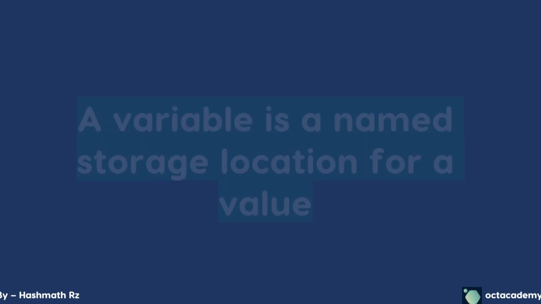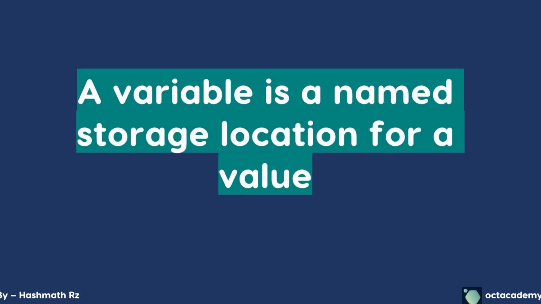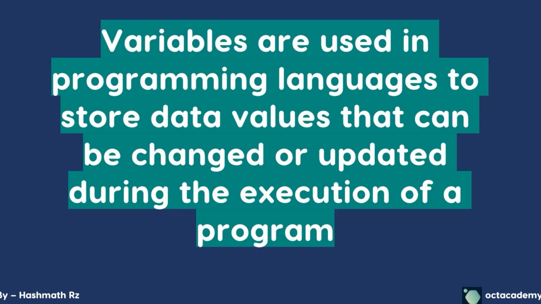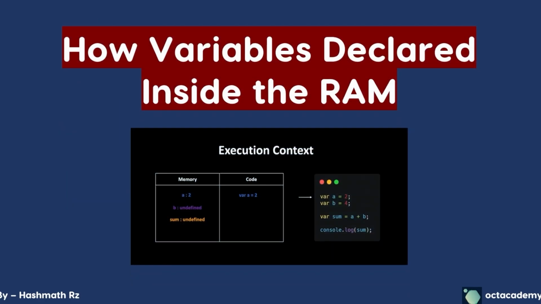So guys, until now we learned about variables and variable types. Now what is these variables in JavaScript? Can you guys tell me? In general, a variable is a named storage location for a value. Variables are used in programming language to store data values that can be changed or updated during the execution of a program. So what is this named storage location for a value?